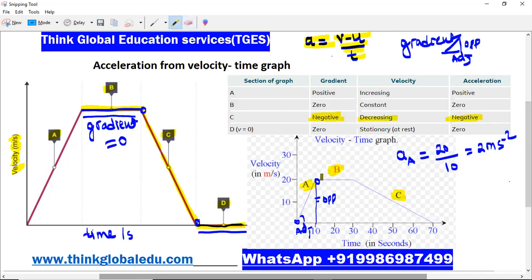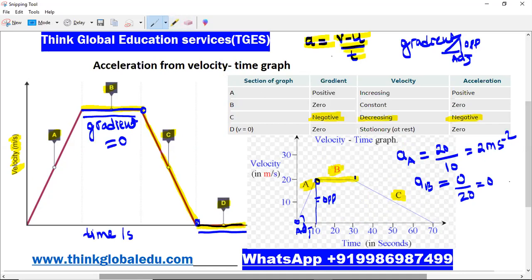In part B, there is no change in the velocity. Velocity is constant. So acceleration in part B is equal to 0 divided by the time, and we can see the time is 10 to 30, which means 20. So 0 divided by 20 is 0. So in part B, there is zero acceleration.